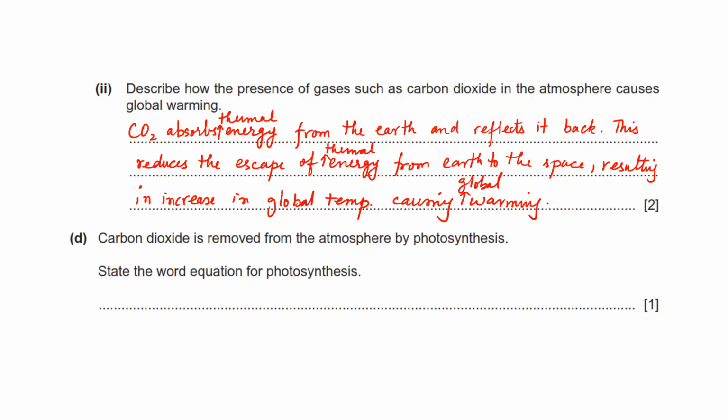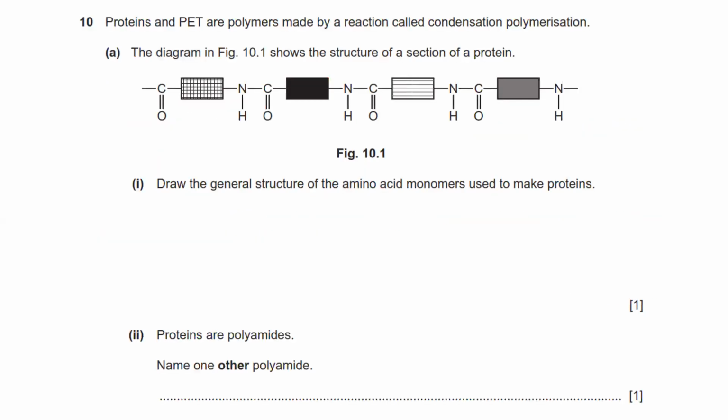Then part D says carbon dioxide is removed from the atmosphere by photosynthesis. State a word equation for photosynthesis. Remember, carbon dioxide plus water forms glucose and oxygen. So carbon dioxide plus water, you form glucose plus oxygen. Okay, so this is the word equation for the photosynthesis process.